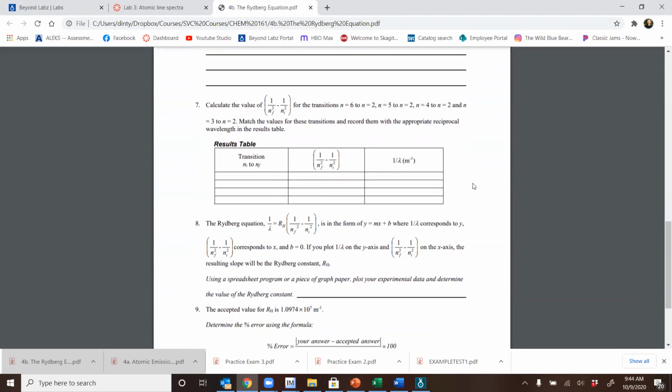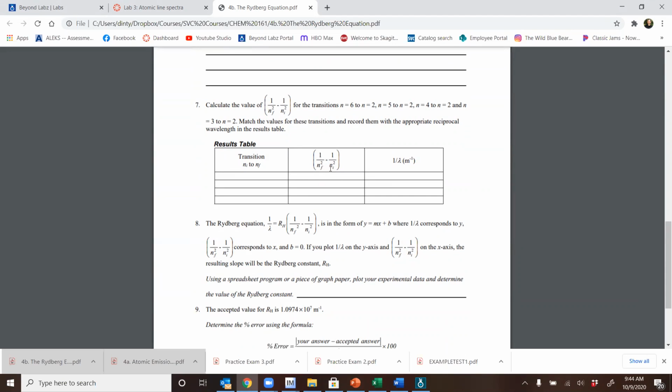Okay, so then you've got to fill in your results table. So if you had your n initial as 3 and your n final as 2, it would be 3 to 2. So then you would calculate your value of what's in the parentheses here, for where n final is 2 and n initial is 3.